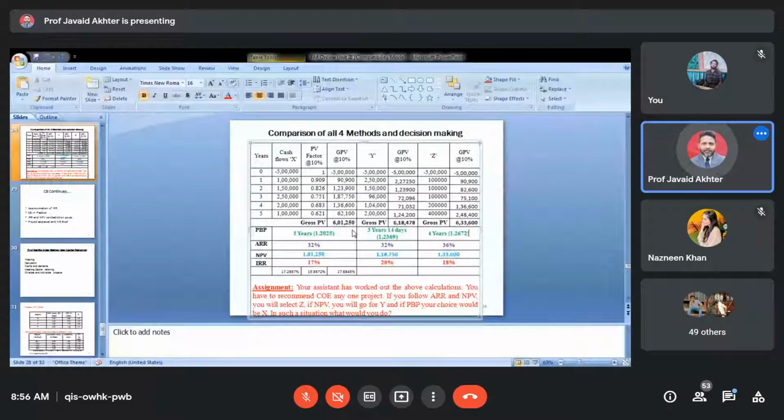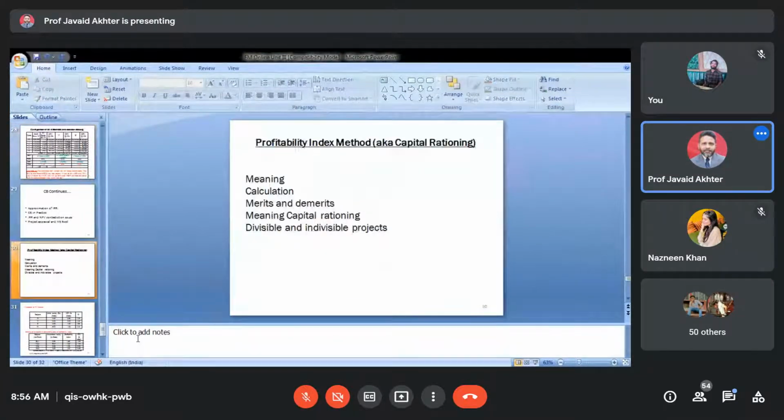So this is the profitability index which I have just written in this slide. It is equal to gross present value divided by investment. So what we do, we calculate the profitability index using the data which is already available with us. Once it is done, then the next step would be, look at the steps, meaning I have explained, calculation I have explained.